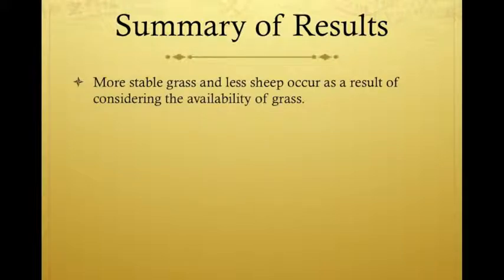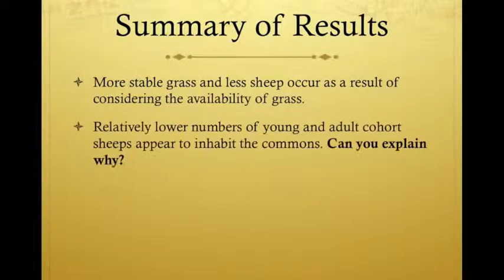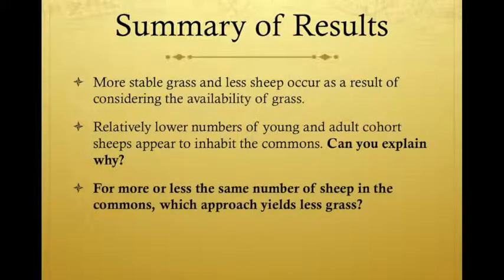So you can summarize some results here. First of all, there's more stable grass and fewer sheep as a result of considering the availability of grass as a decision-making trigger to add sheep. There are relatively lower numbers of young and adult cohort sheep that appear to inhabit the commons. Can you explain this? I want you to think about this and try to see why we get a sort of population tilt towards the mature.